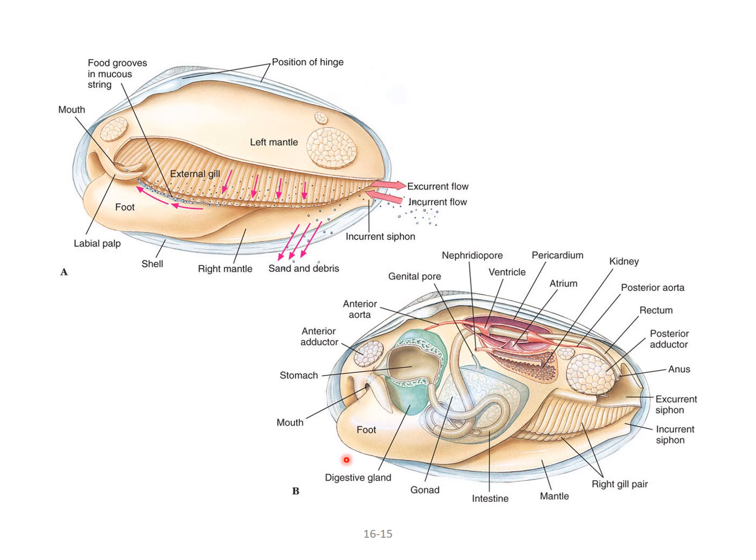So on the bottom right, we can see a little more detail. So this is the other pair on the other side of the foot. This is the mouth. These are the labial palps that I was talking about that sort the particulate matter. And this is the visceral mass, including the stomach, the intestines, the gonads, the heart, the kidneys. And so some of those are some of the structures within a bivalve that we've looked at previously.